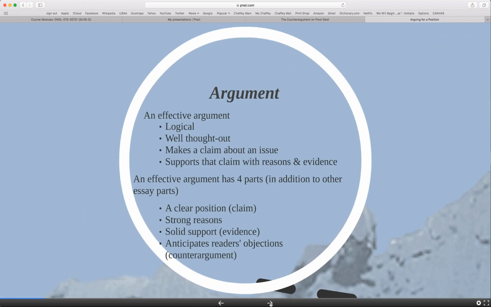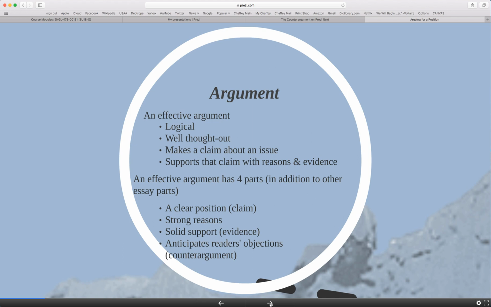All that an argument really is, is a well thought out, logical assertion of a point. So what we're going to do is take an issue or a topic, especially a topic of controversy, and make a claim. We're going to choose to argue either for or against that particular controversial issue. We're also going to support our claim with reasons and evidence.